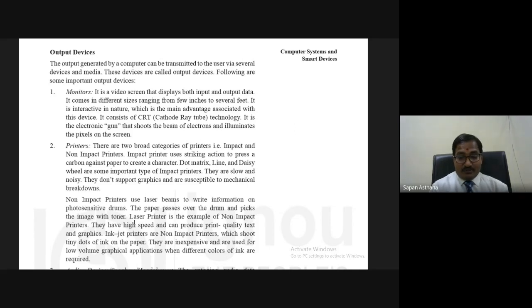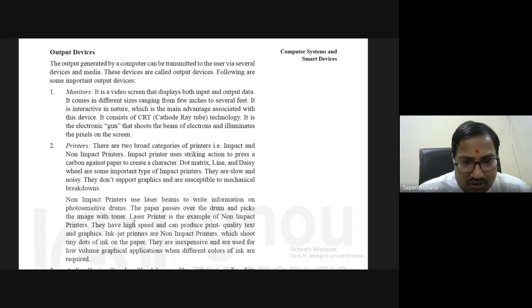And printers: suppose I want some important information from you, so I will take it in writing, I will give the print of your attendance. The printer is also a very important output device. There are two broad categories of the printers, impact and non-impact printers. Impact printers use the striking action to press a carbon ribbon against paper to create a character.